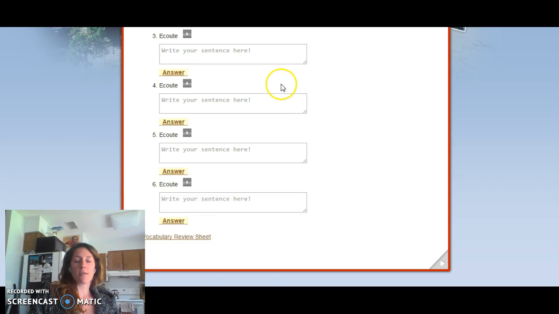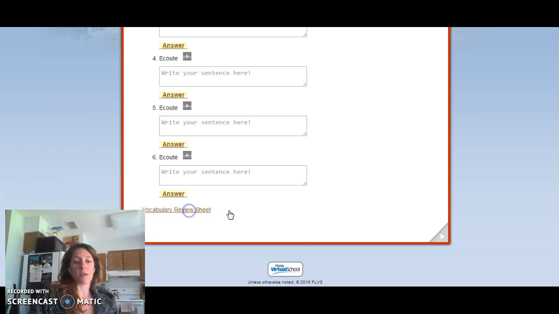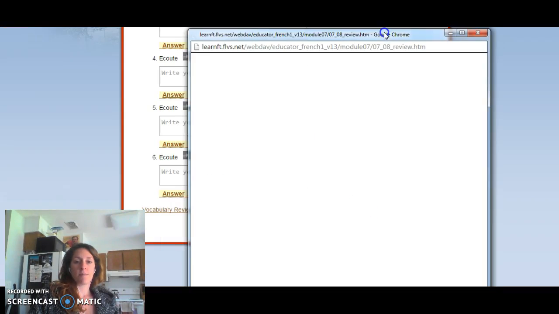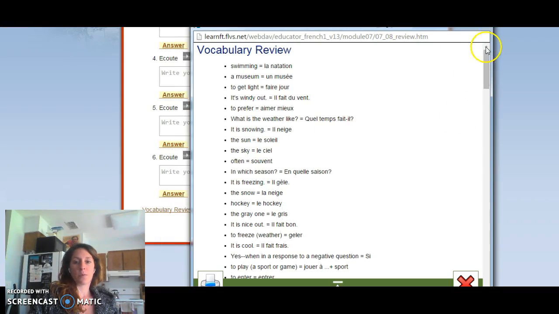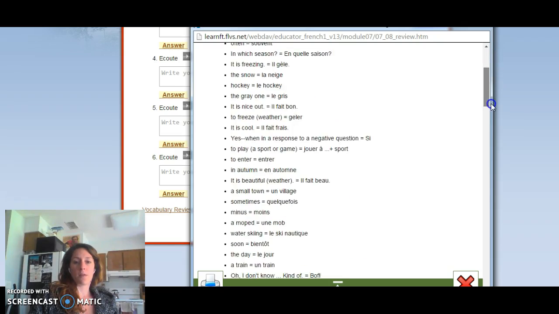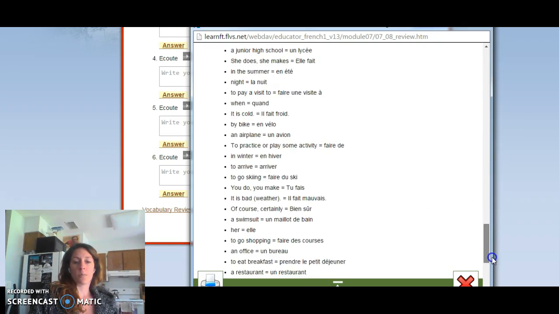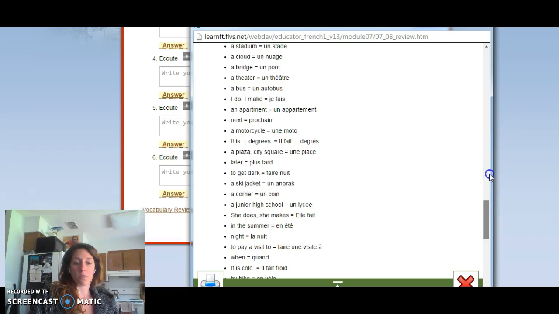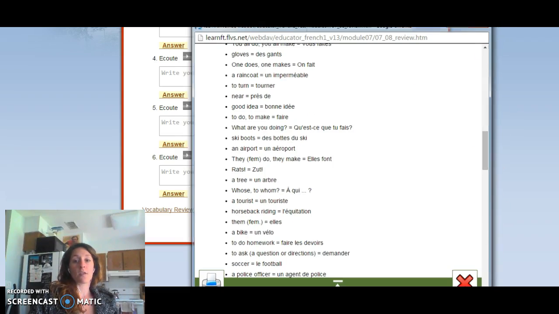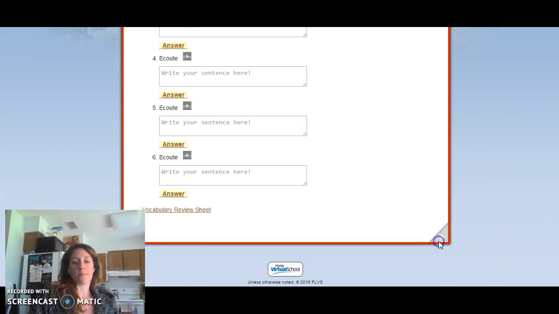The one awesome thing that I see on this page that I'm sure many students look over is the vocabulary review sheet. Check this out. Oh man, look at all that vocabulary. You could print this out and have a wonderful vocabulary list. So please do not overlook that.